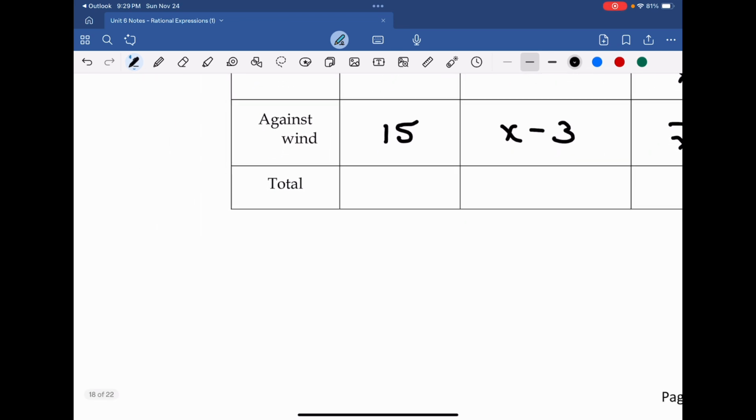Now, what we want to do is set up our equations as follows. First of all, we have 15 over x plus 3. We're going to add that together with 15 over x minus 3, which is equal to 3, because the total time, the time there and the time back, equals this overall 3 hours.